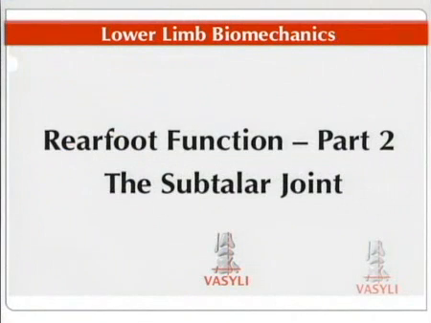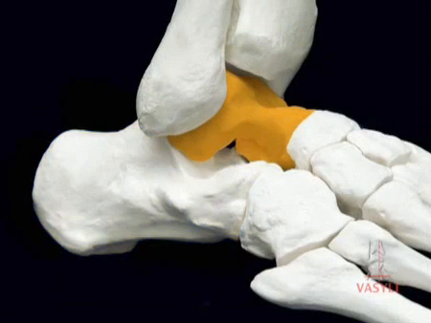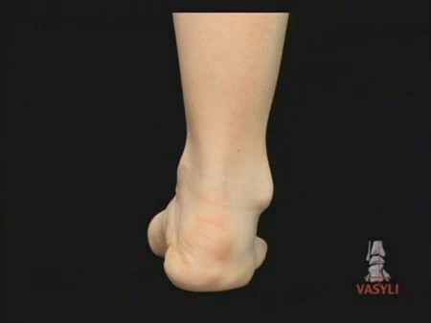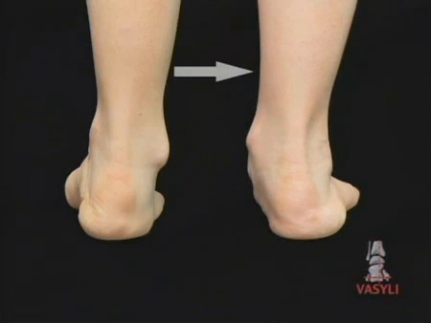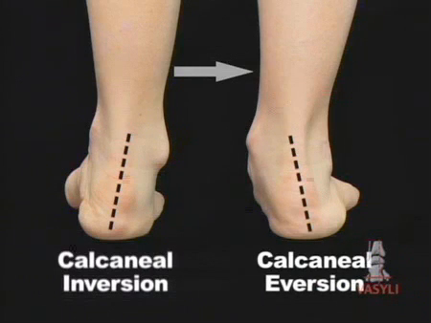Rear foot function, Part 2, the subtalar joint. The second major joint of concern is the subtalar joint. The terms pronation and supination are used to describe the motions taking place at the subtalar joint. It is important to focus on the motion that can be seen in the calcaneus with subtalar joint motion. In the photo on the left, the calcaneus is inverting, which indicates that the subtalar joint is supinating. In the photo on the right, the calcaneus is everting, which indicates that the subtalar joint is pronating.